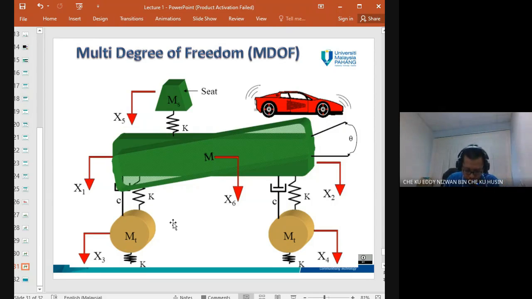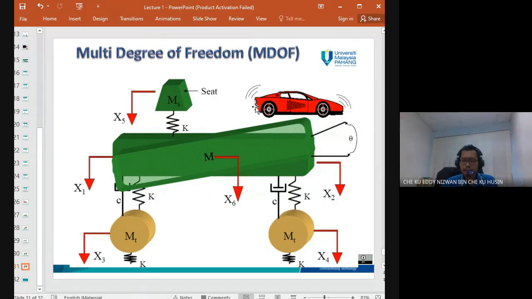I think that's all for today's lecture. The second chapter we go for next week. So for today, we looked at the type of motion, which is harmonic motion, how you see the harmonic motion, and then how to represent it as a mathematical model.